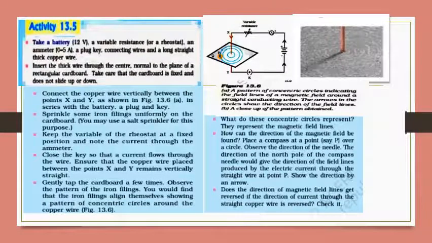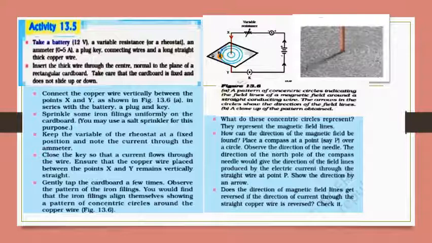See here one more activity. Take a battery of 12 volt, a variable resistance or a rheostat, an ammeter of 0 to 5 ampere, a plug key, connecting wires, and a long straight thick copper wire. Insert the thick wire through the center, normal to the plane of a rectangular cardboard. Take care that the cardboard is fixed and does not slide up or down. You can see the figure.